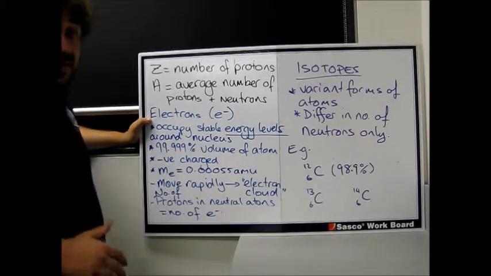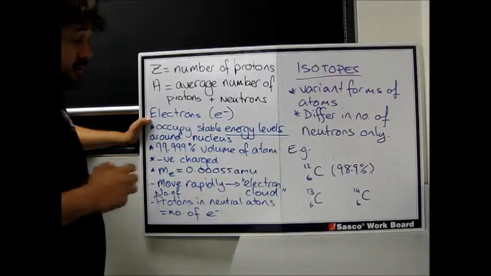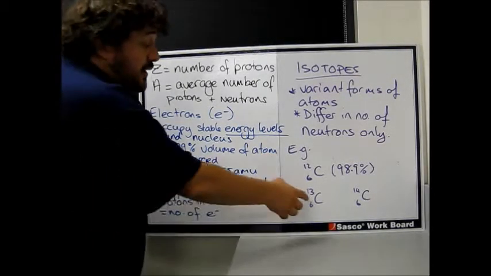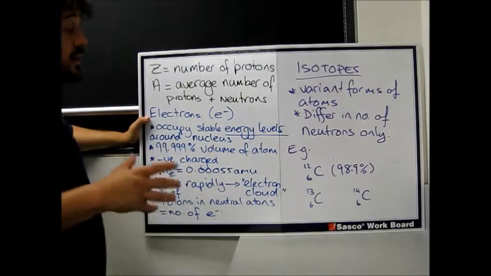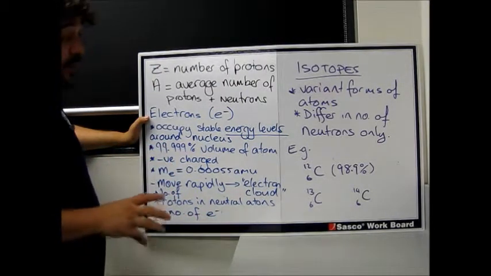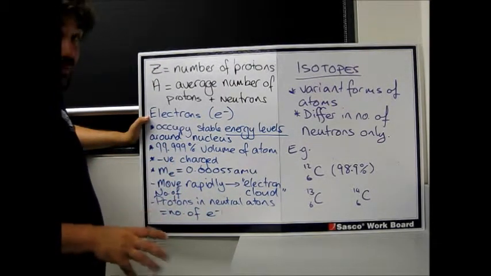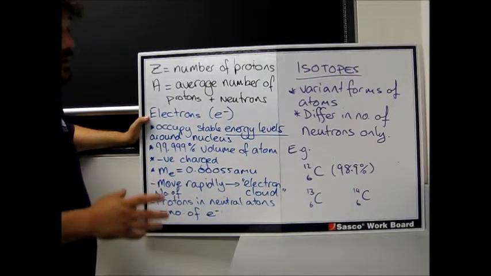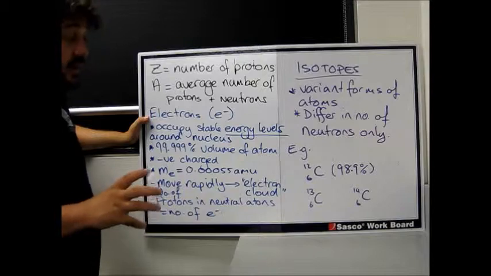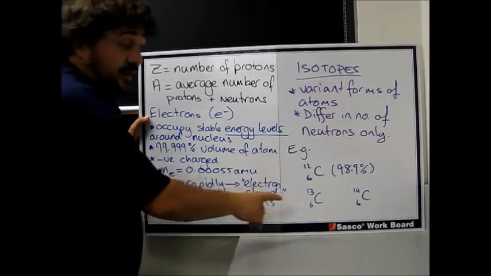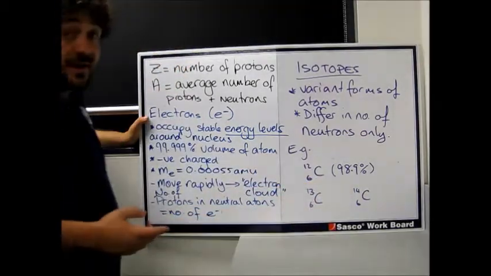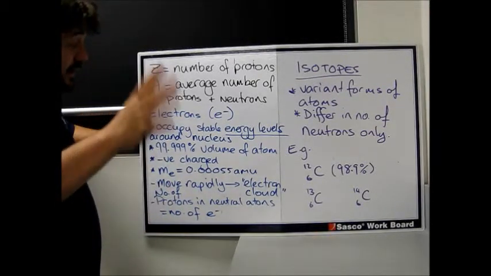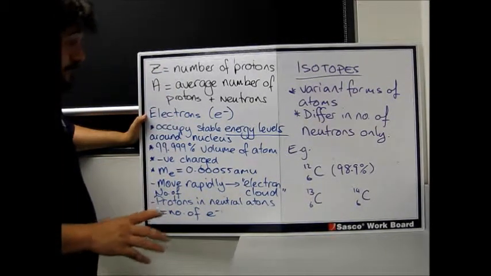So carbon has 3 isotopes. It has carbon-12, which has a mass of 12, carbon-13, and carbon-14. Overwhelmingly, the most common is carbon-12 at 98.9%. Of all the carbon in the world, 98.9% of it is carbon-12. Now, carbon-14 is radioactive, and we use that for carbon dating, so that's cool, but that's a different story for a different day. So that's an isotope.